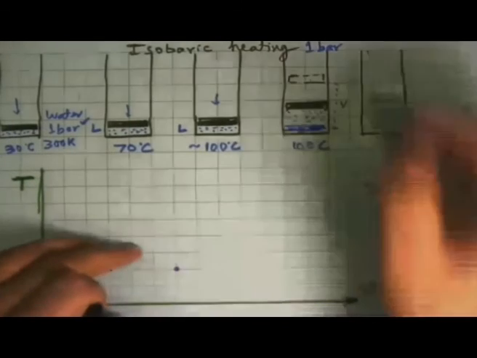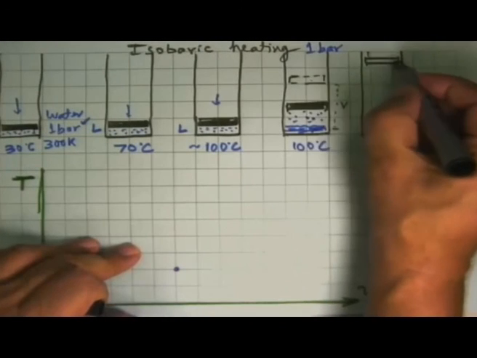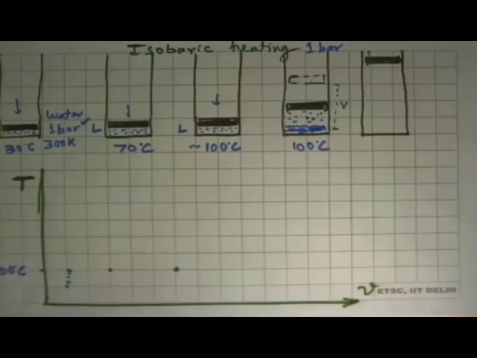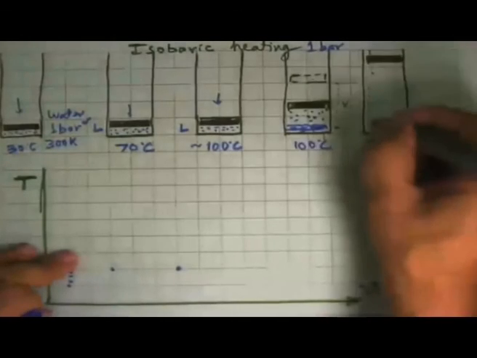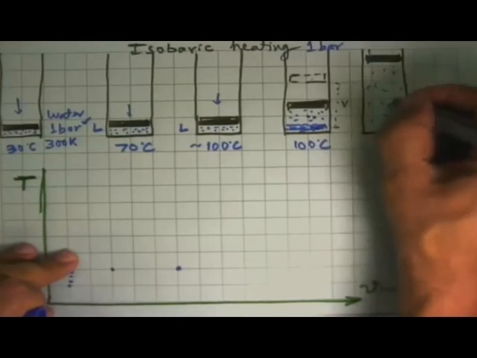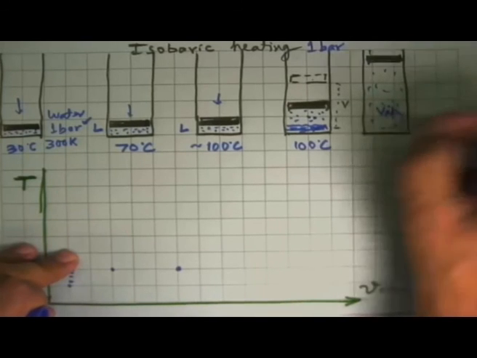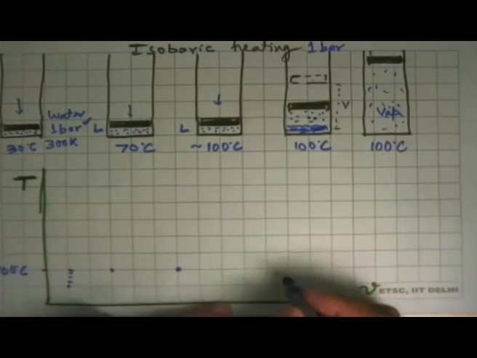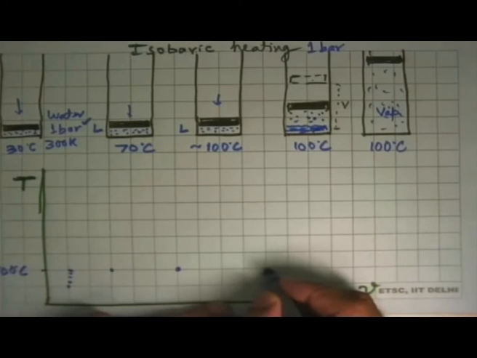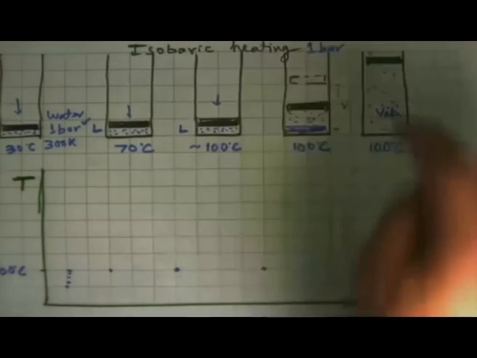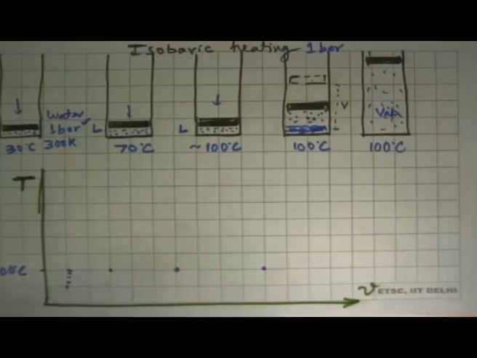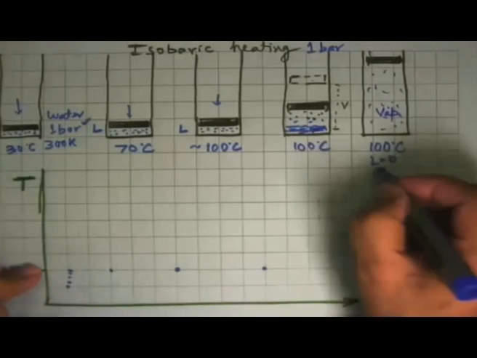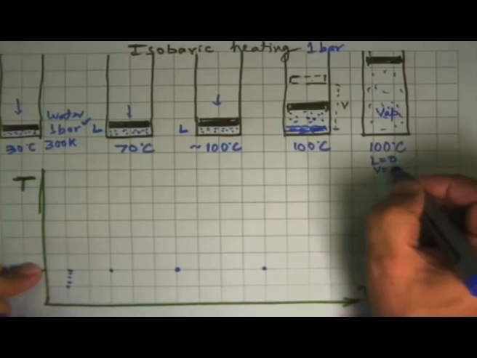We reach a point where the piston has gone up over there, pressure is still 1 bar, and all we have now is a vapor, but the temperature is still 100 degrees Celsius. We can make a plot and say, okay, this thing comes over here, which means that at this point liquid is 0 and vapor is complete, 100%.